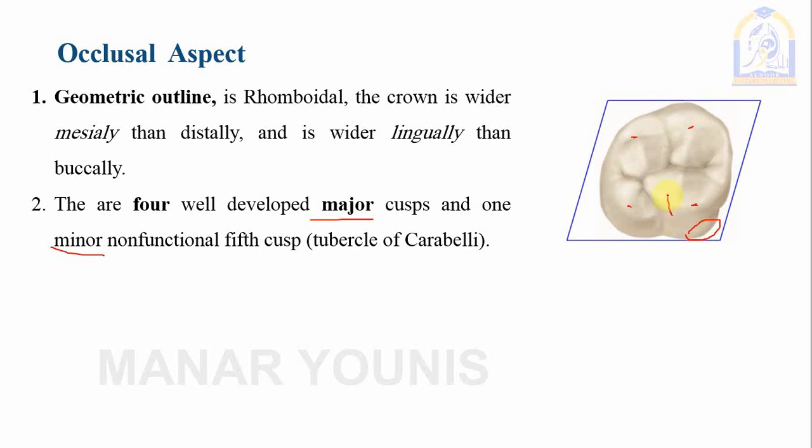The largest cusp is the mesiolingual cusp. It is considered the largest cusp, while the smallest is the distolingual. This will be the smallest cusp.